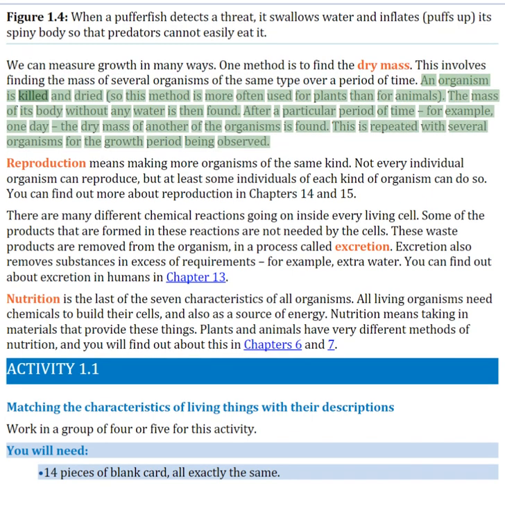An organism is killed and dried. The mass of its body without any water is then found. After a particular period of time, for example, one day, the dry mass of another of the organisms is found. This is repeated with several organisms for the growth period being observed.